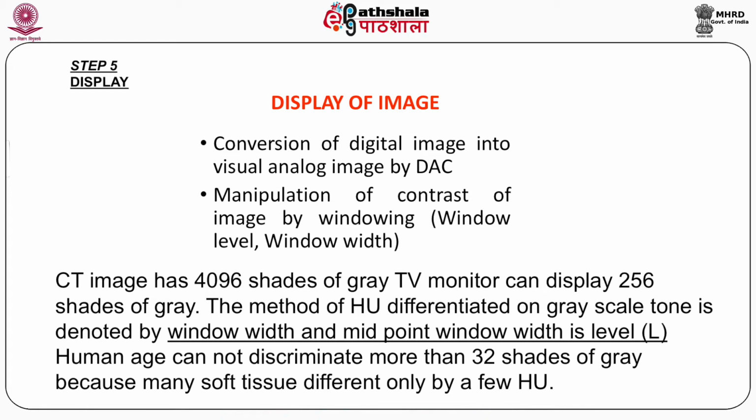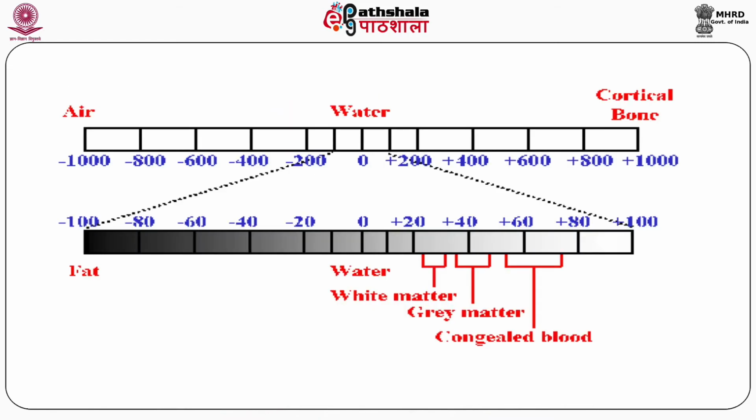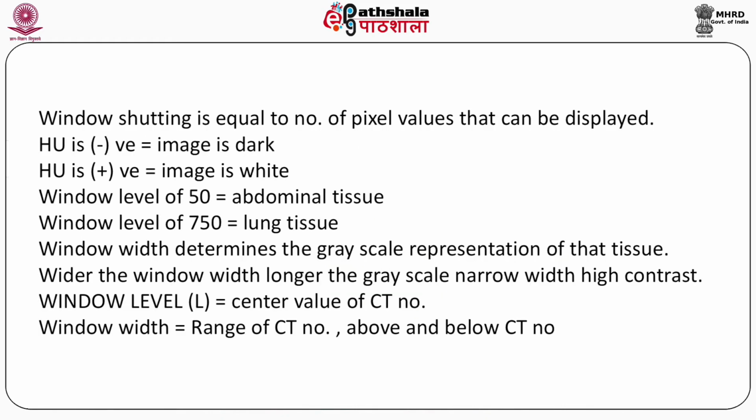Because the human eye cannot discriminate more than 32 shades of gray, and many soft tissues differ only by a few Hounsfield units, we use windowing. Window level is set according to the tissue in which we are interested. Similarly, window width is set according to the tissue we are going to see.